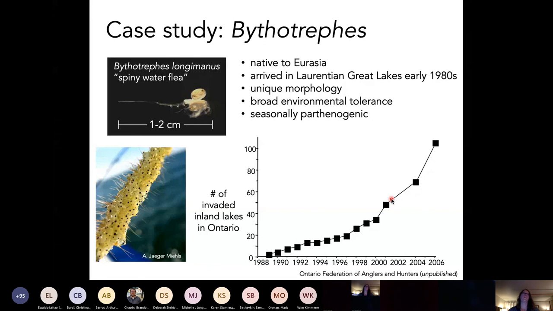So there was a group of several scientists, myself included, that did some pretty comprehensive studies on this in the 2000s. And we definitely found some new detections of the species in lakes where it hadn't been demonstrated to be living before. So it goes from zero to over 100 in not a very long period of time.